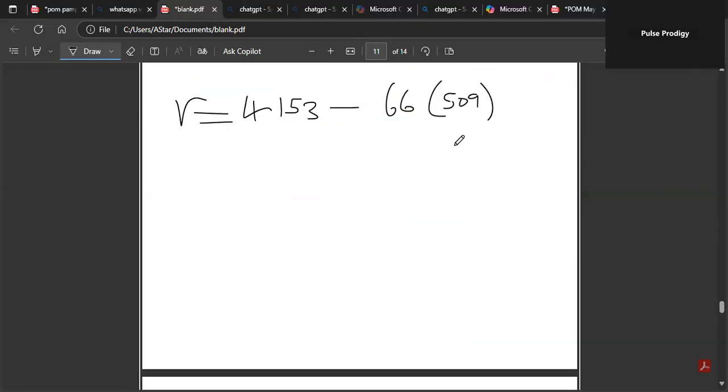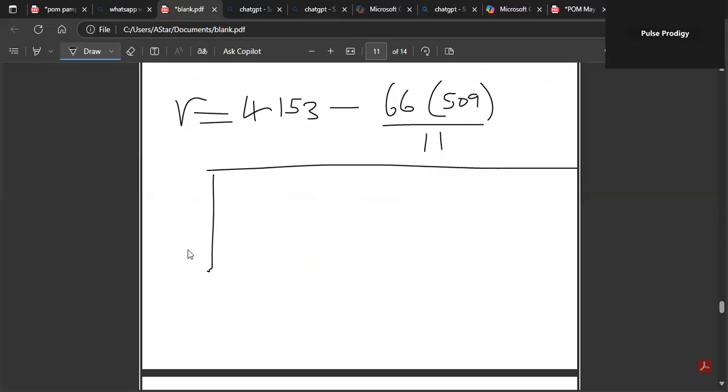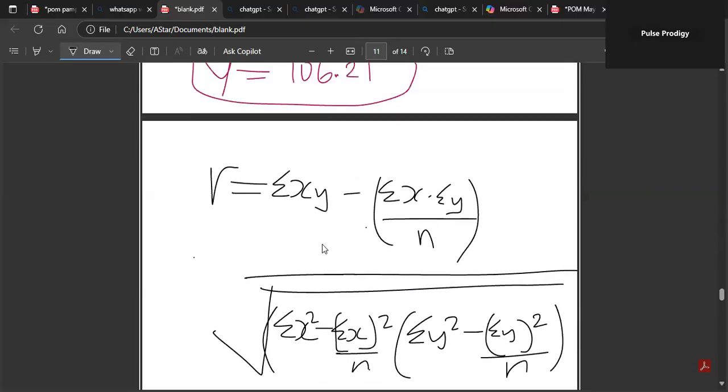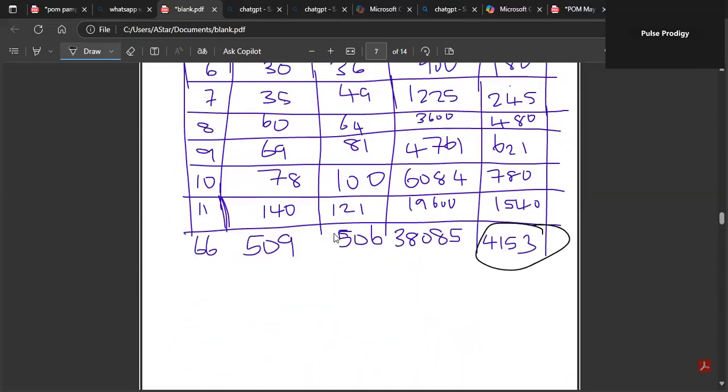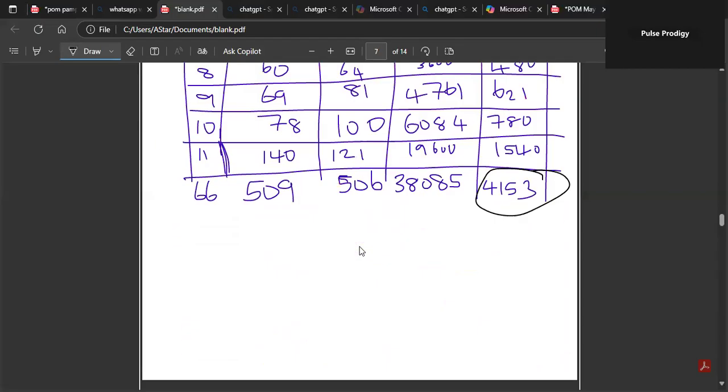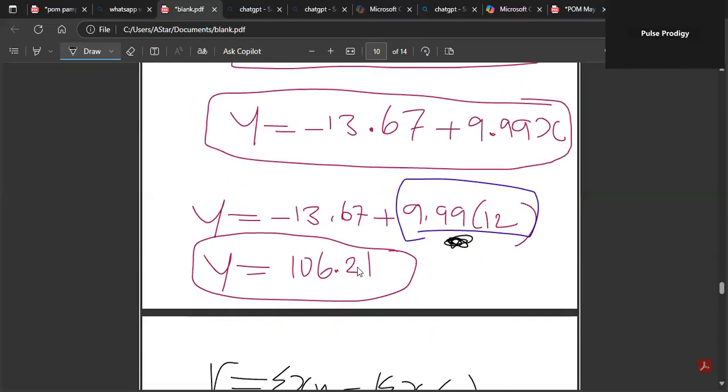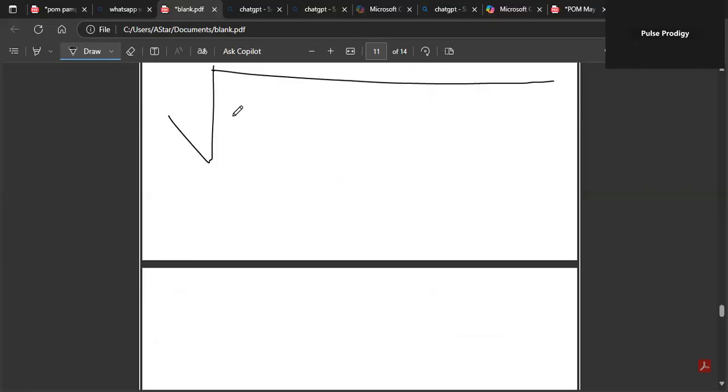Then over 11, over this other one is what? The square. Yeah, the square, x square is what? Our x square is 506. So put the 506 here. Minus 66 squared over 11.